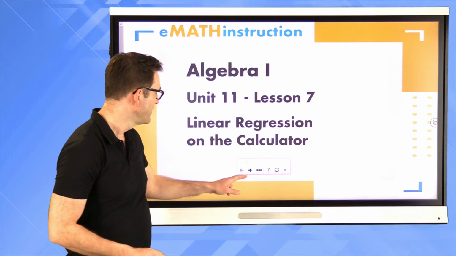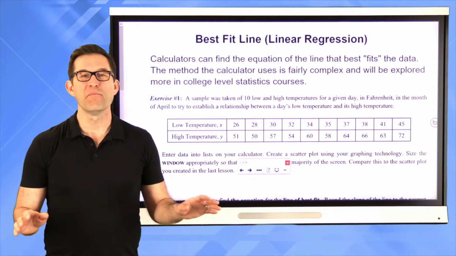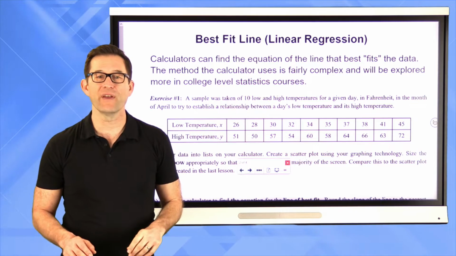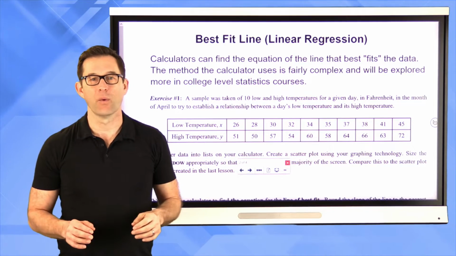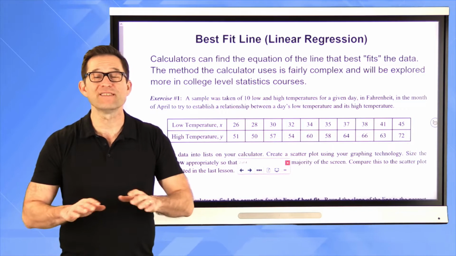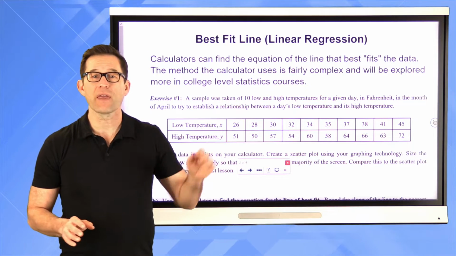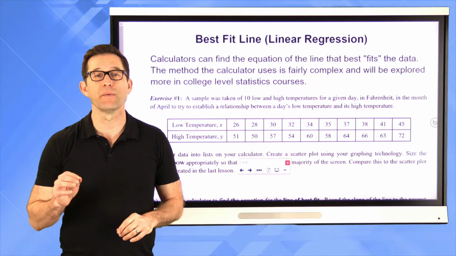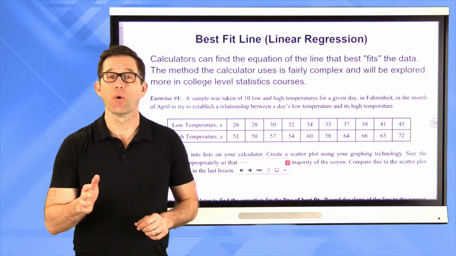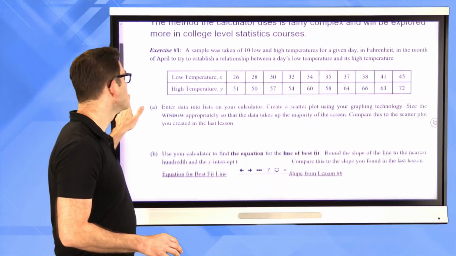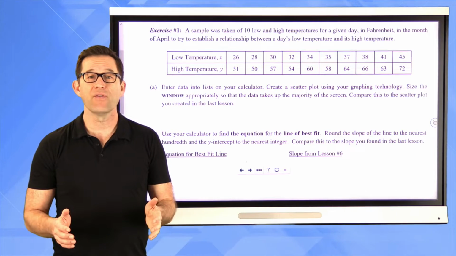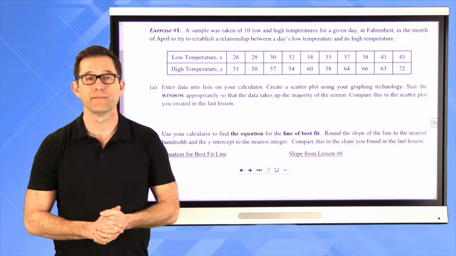Here we go. All right, so the best fit line. This is also known as linear regression, which is kind of a fancy name, but you sort of have to know it. Now, calculators can find the equation of the line that best fits any data set. The method the calculator uses is fairly complex and will be explored more in college-level statistics courses. So let's jump right into it and see how our calculator can produce both a scatter plot for us and the equation of the line of best fit.